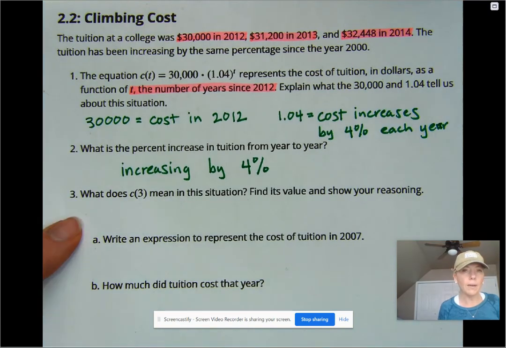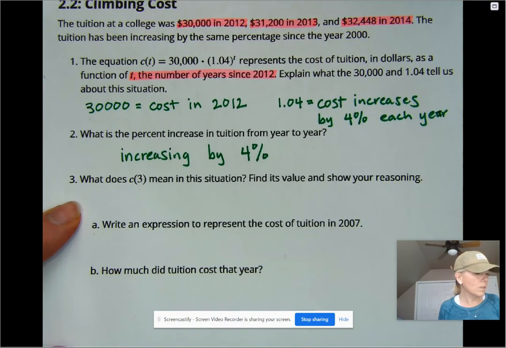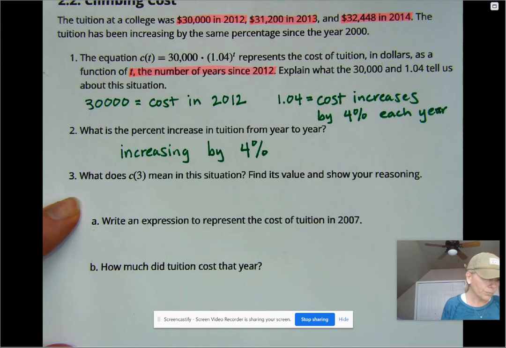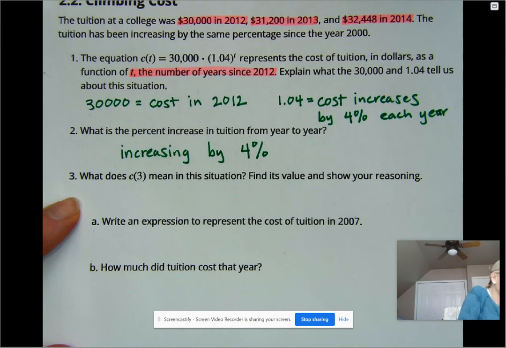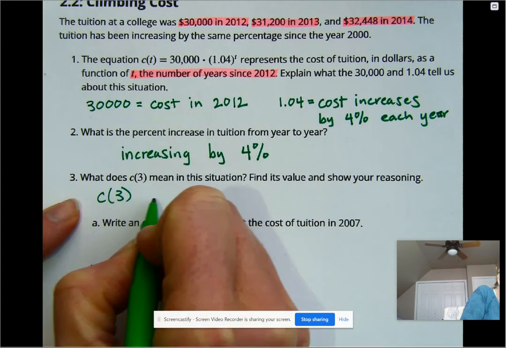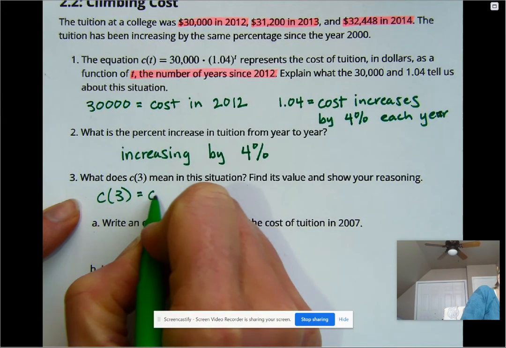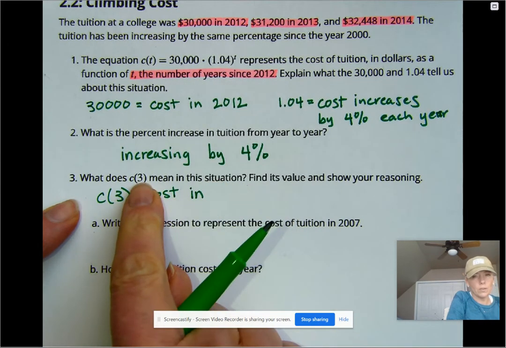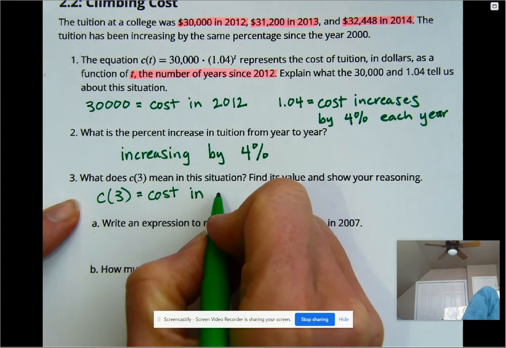And then we have some function questions. What does C of 3 mean in the situation? And then find its value, show your reasoning. So C of 3 would represent the cost in, well, 3 years after 2012. So 3 years after 2012 would be 2015.